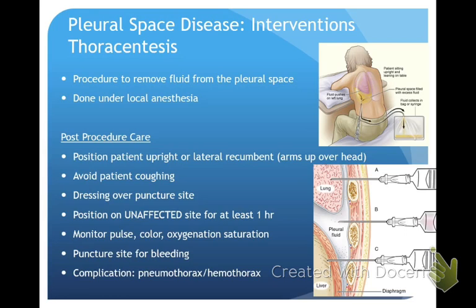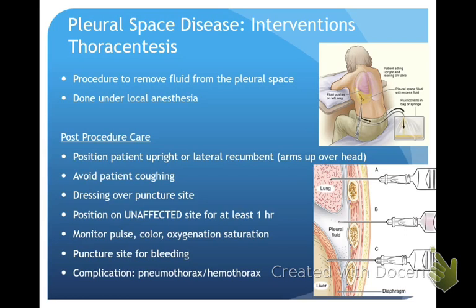Position them on their unaffected side. So don't put them down onto the side that just had the needle biopsy. You want to let that lung expand after a thoracentesis. So you want to position them on their unaffected side with their damaged lung upright so that that lung can expand. Okay? Does that make sense? Fluid will drain away from that lung and the lung will have a chance to expand. So position them on the unaffected side for an hour so the damaged lung can have a chance to expand.